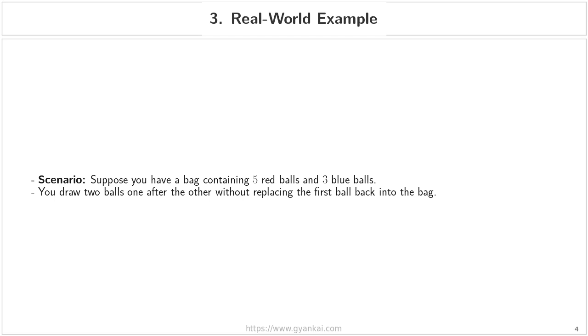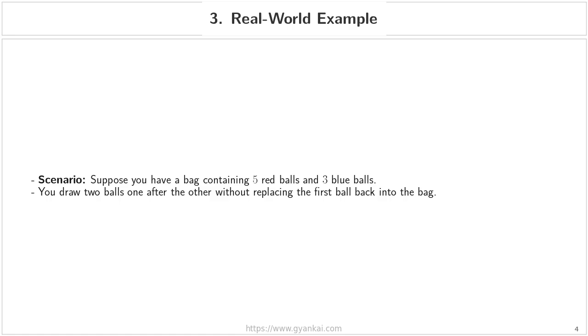3. Real-world example. Now that we have established the formal definition and the logic behind the rule, let's put it into practice with a real-world example. Imagine you have a bag containing 5 red balls and 3 blue balls. You are going to draw 2 balls from the bag, one after the other. However, there is a crucial detail here.